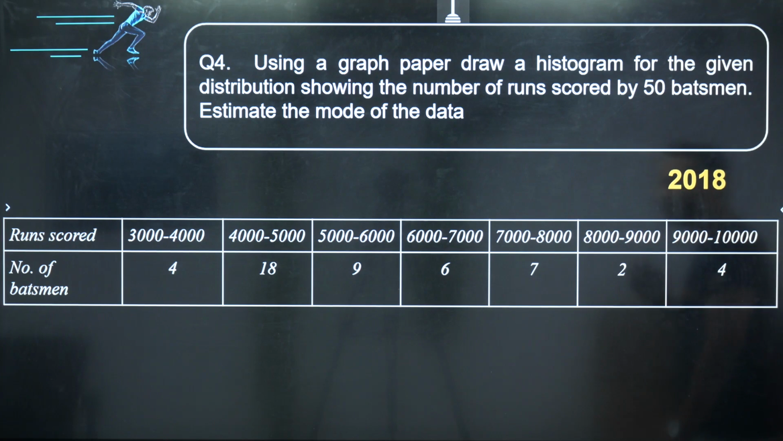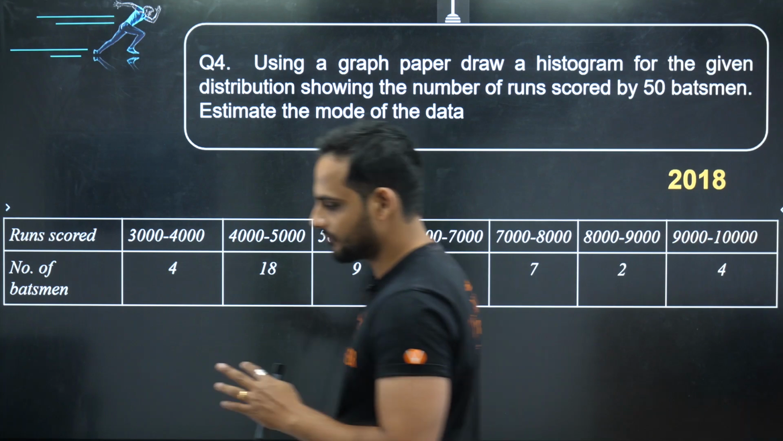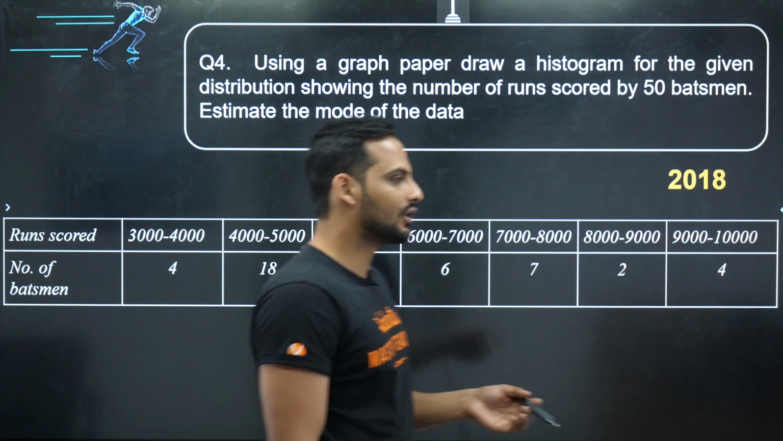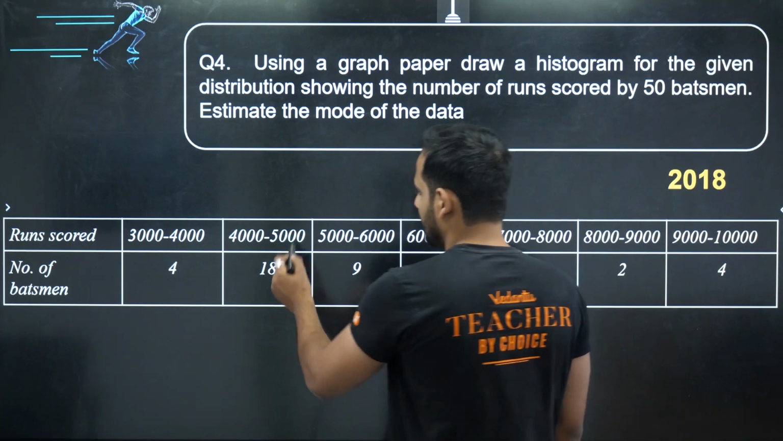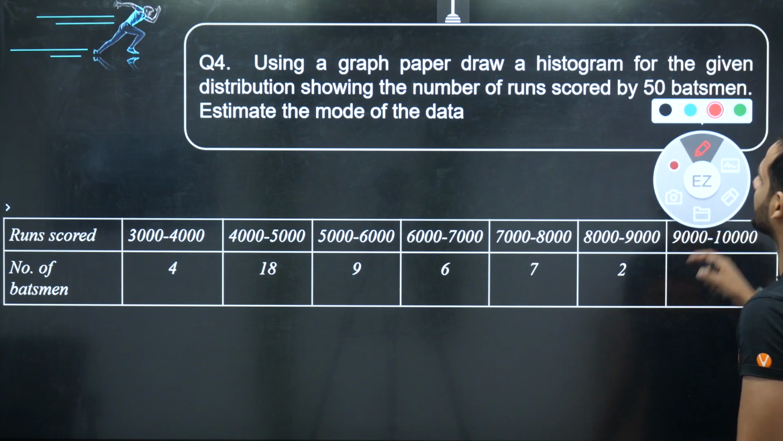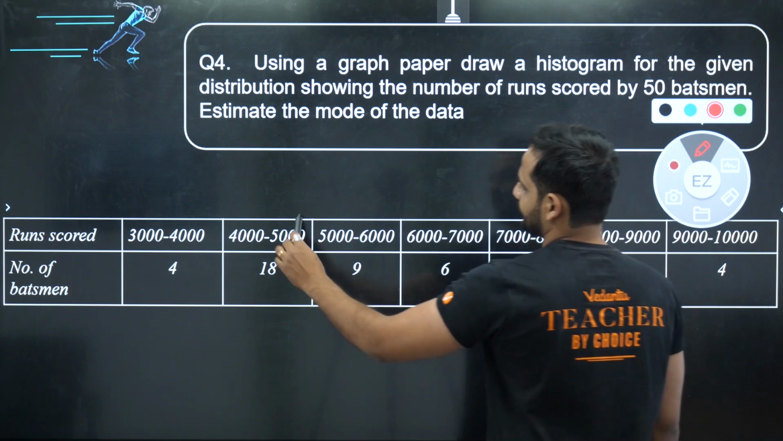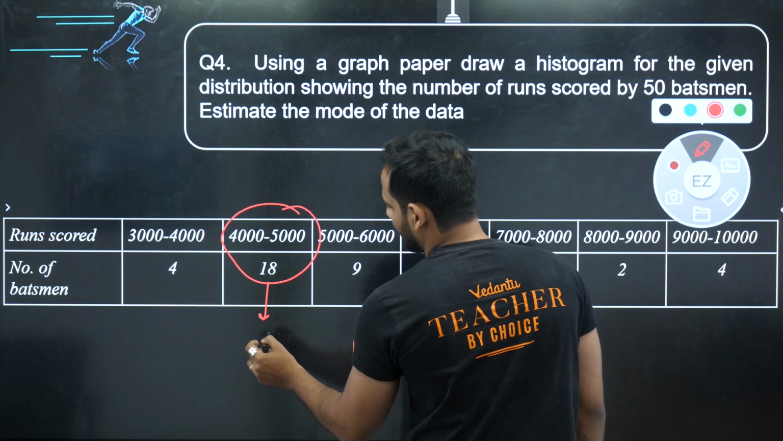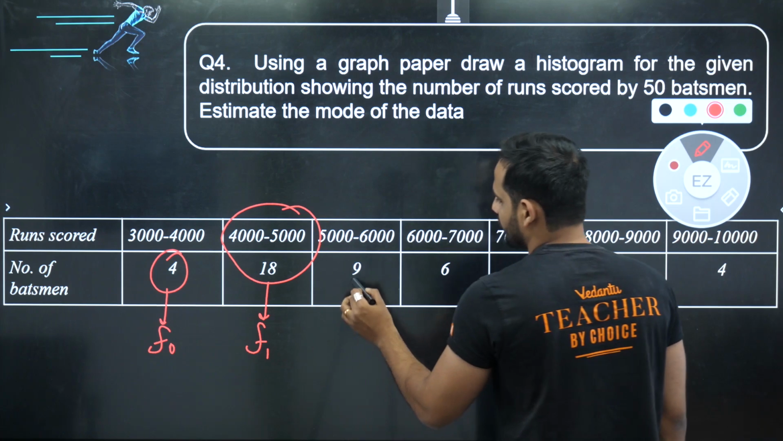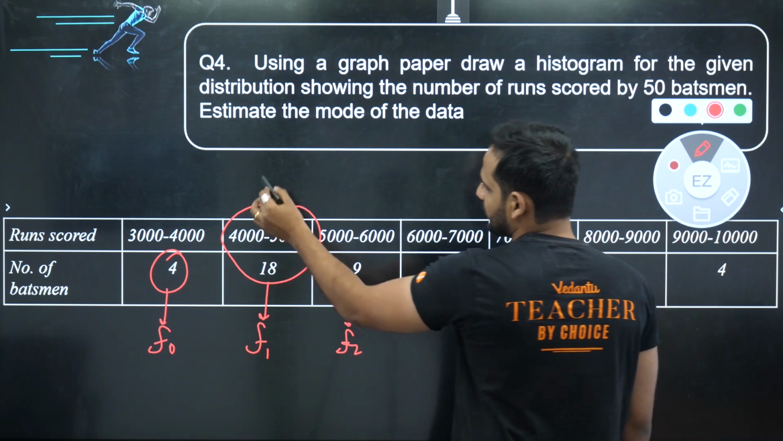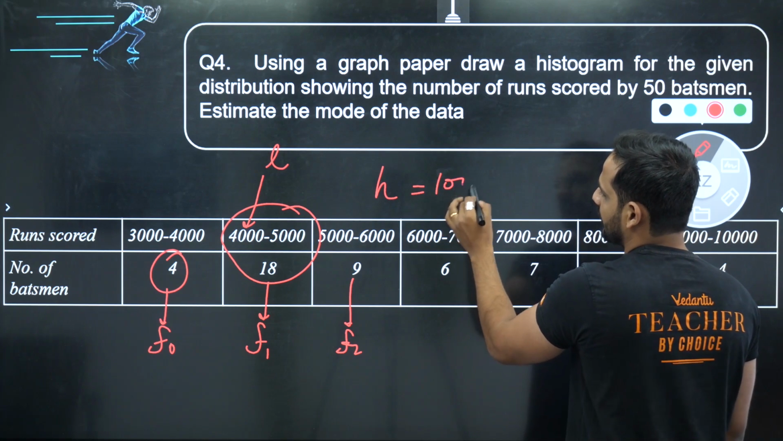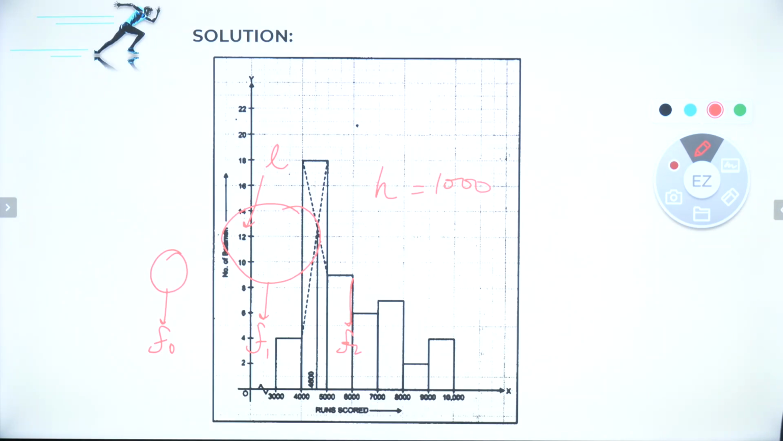So in this kind of data, if you remember, you have a direct formula for the mode. First thing, you have to find out the modal class. The modal class is the class with the largest frequency. So this 4000 to 5000 is going to be your modal class. So this is going to be the value of f1. The frequency of the previous one will be f0, and the frequency of the next class is going to be f2. Lower limit of this class is going to be L, and h, the class interval everywhere, is 1000. Bas. So now use the formula.